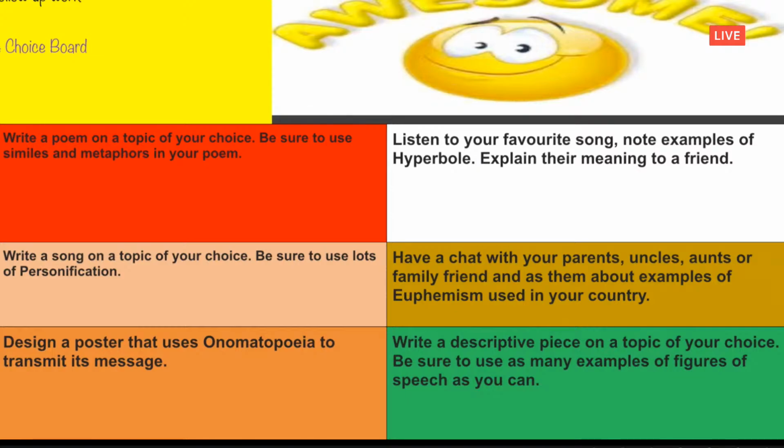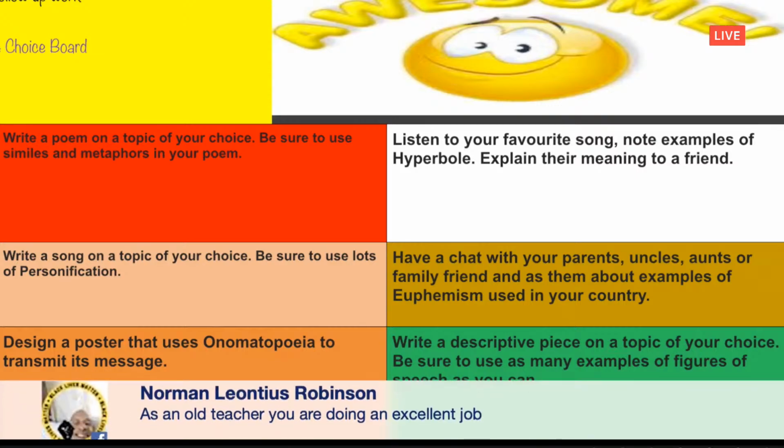Design a poster that uses onomatopoeia to transmit its message. So when you do your poster, and this one is really interesting, I want you to do your poster, boys and girls, and take a picture, and when next I'm on, send it in to us so we can share it with St. Vincent and the Grenadines and the world. Next one, listen to your favorite sound. Note examples of hyperbole and explain their meaning to a friend. And you can explain the meaning when you send in your answers.